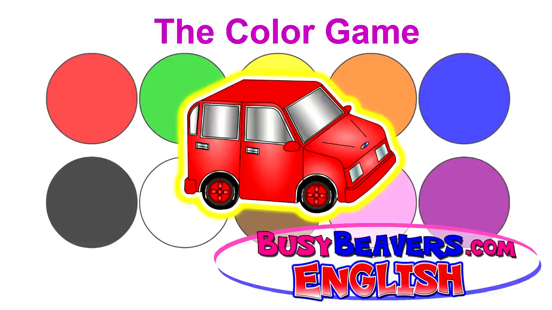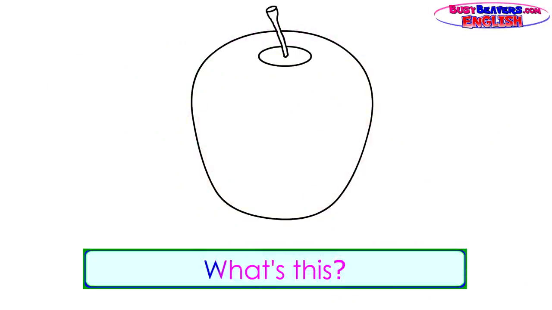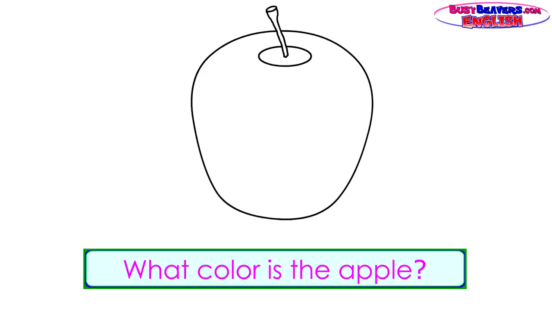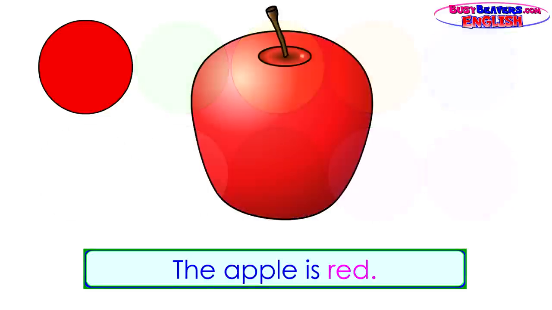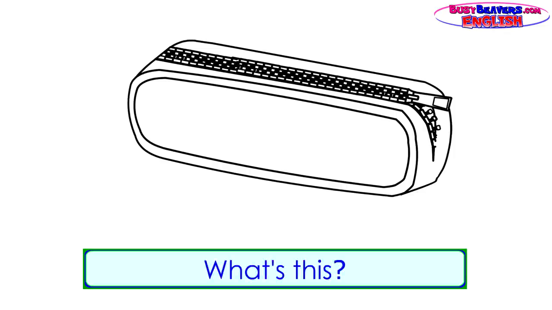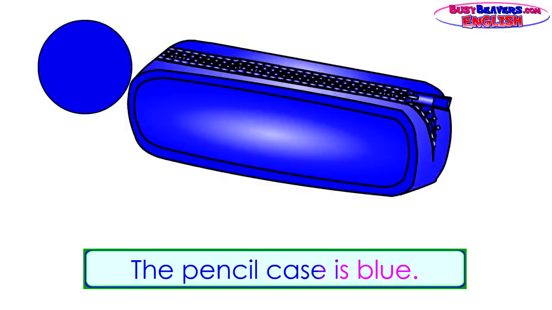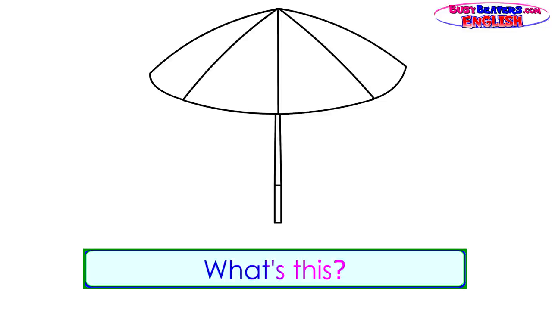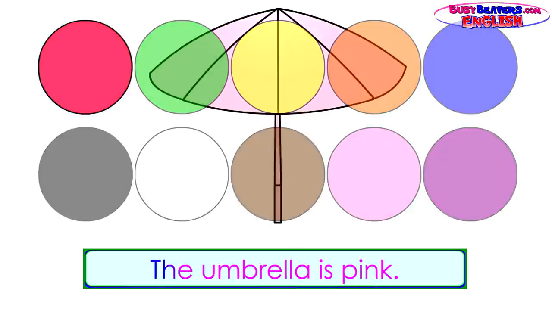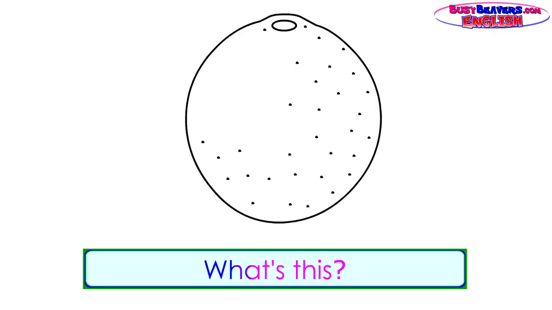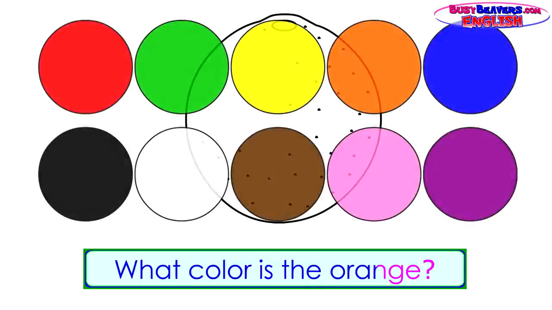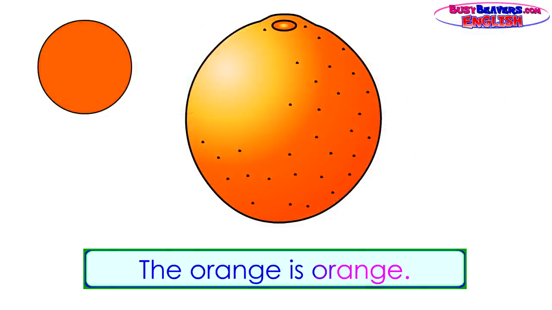Lesson 16. The Color Game. What's this? It's an apple. What color is the apple? The apple is red. What's this? It's a pencil case. What color is the pencil case? The pencil case is blue. What's this? It's an umbrella. What color is the umbrella? The umbrella is pink. What's this? It's an orange. What color is the orange? The orange is orange.